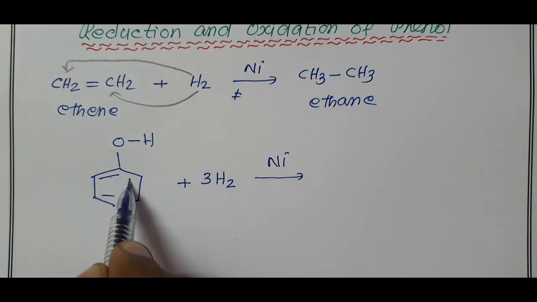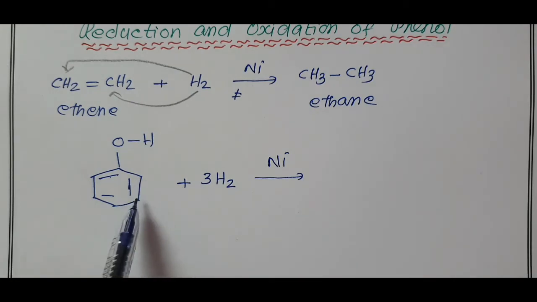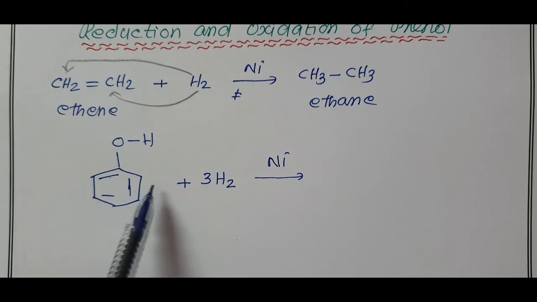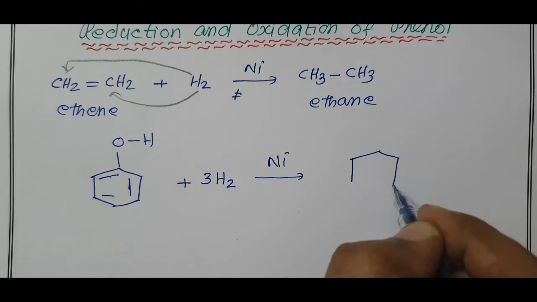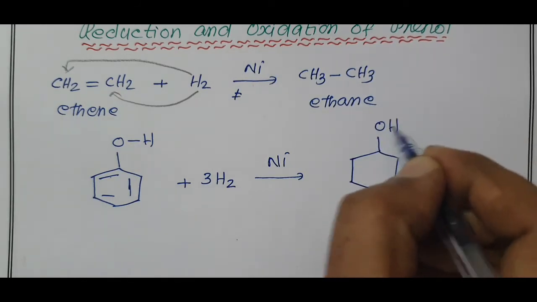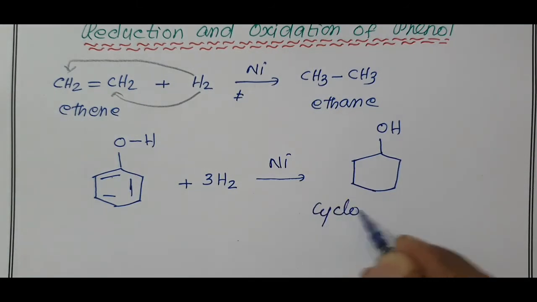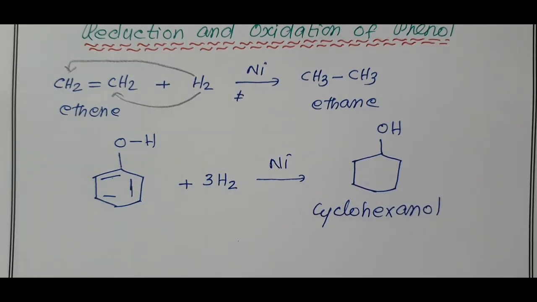To each double bonded carbon atom, one H is added. We have 6 hydrogens added, and finally all the double bonds are converted into single bonds, giving cyclohexanol. 6 carbon, hex, single bond, an, OH. This is cyclohexanol. Reduction of phenol gives cyclohexanol.